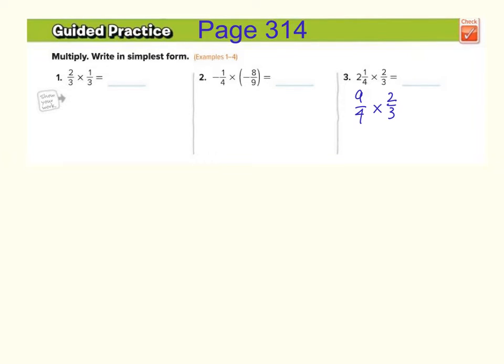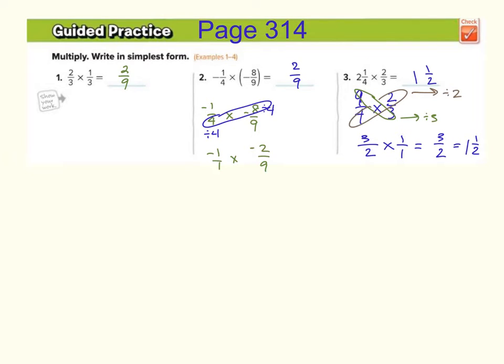Okay, now you can actually go ahead and solve that, or you guys can actually factor, because 9 and 3, okay, you guys can factor out, and the 4 and the 2 also have a relationship that you can factor. But I'm going to let you guys go ahead and solve these on your own, so pause your video now, solve them, and then push play when you're ready for your answers.